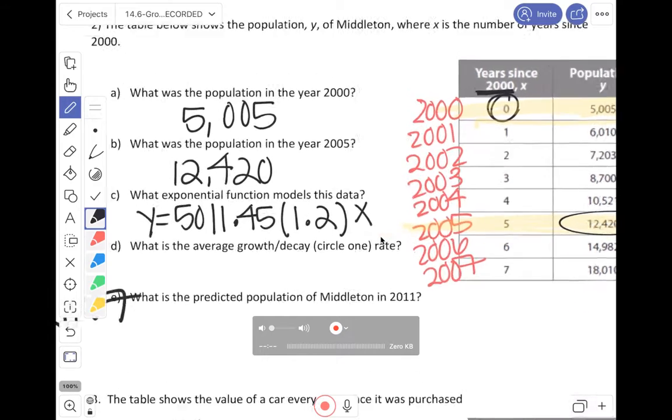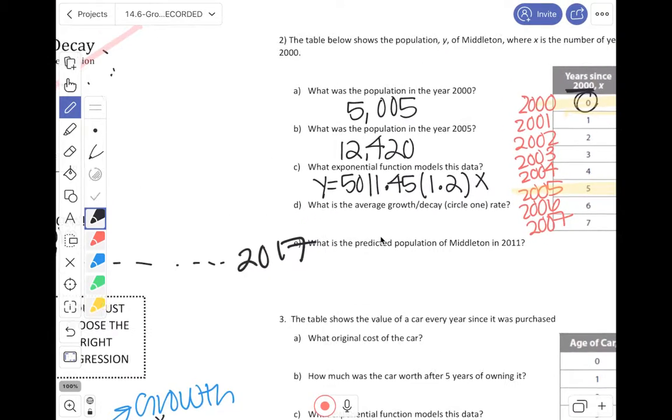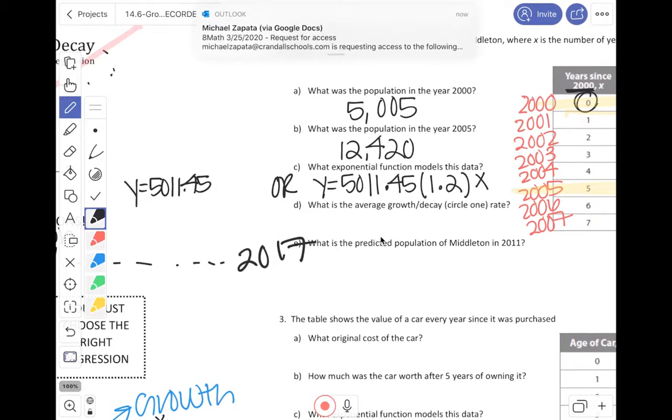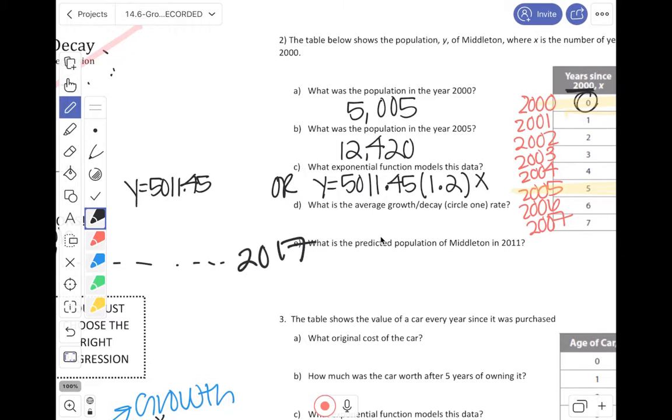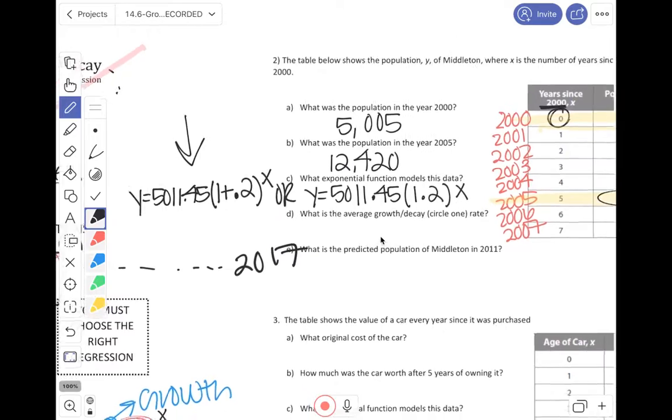Another way to write this would be y equals 5011.45 times 1, and again, it's over 1, so I'm adding, and 1 plus 0.2 gives me 1.2 to the x, so either one of these works. This one, I think, helps you be able to read for this next question.